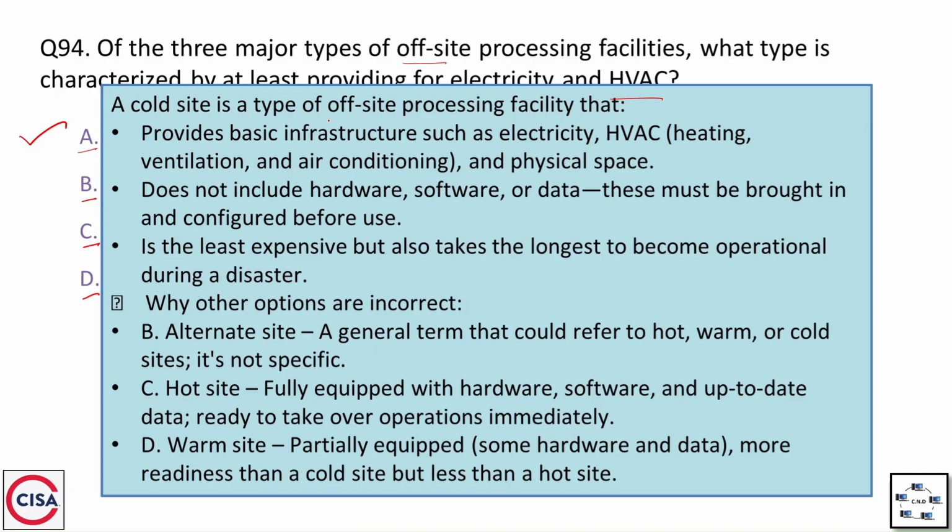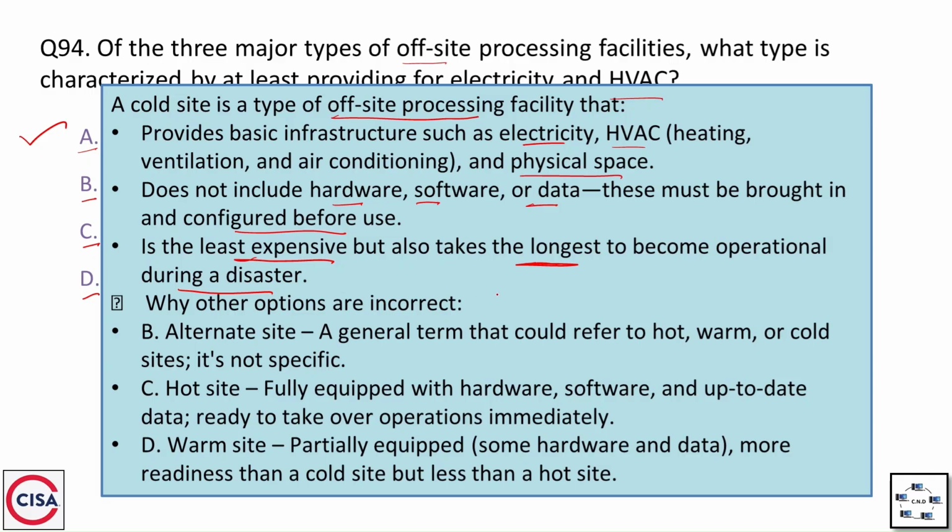So a cold site is a type of off-site processing facility that, number one, provides basic infrastructure such as electricity, HVAC, heating, ventilation, and air conditioning, and physical space. Number two, does not include hardware, software, or data. These must be brought in and configured before use. And number three, is the least expensive but also takes the longest to become operational during a disaster.